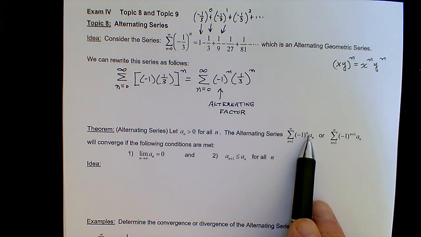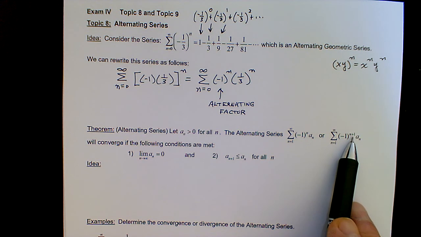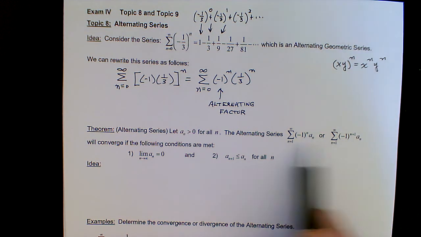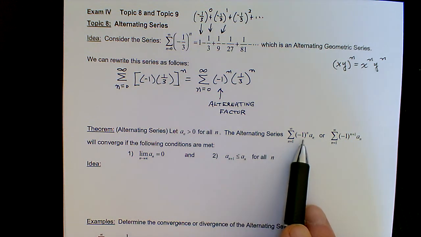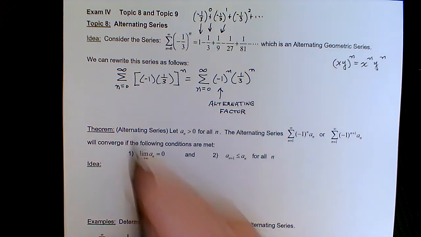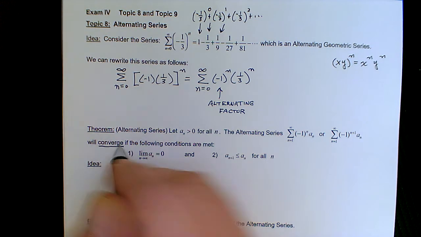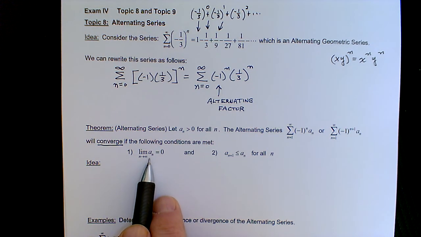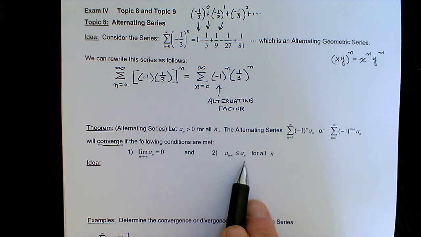It could either be negative 1 to the nth, or negative 1 to the n plus 1th, depending on if you want the first term negative or positive, and the indices can change as well. But no matter what, if it has that alternating factor of negative 1 to some n power, then it's called an alternating series. And it's going to converge if the following two conditions are met. The limit as n goes to infinity of a sub n is 0, and a sub n plus 1 is less than or equal to a sub n for all n.